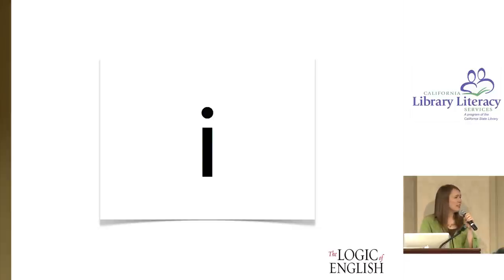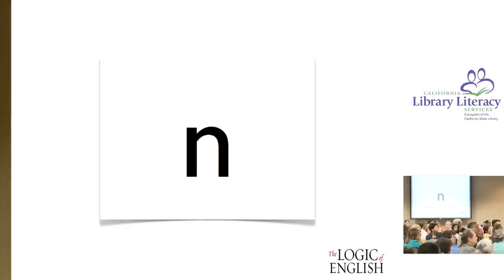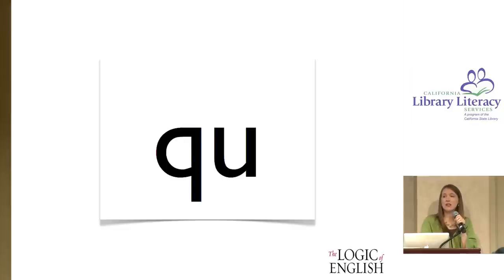Are any of you wondering about the E? Think about words like piano. Or about the Y? Think about a word like onion. J, K, L, M, N, A, O, U, P, Qua. Notice I always teach Q with the U because Q always needs a U in English, and U is not a vowel here.